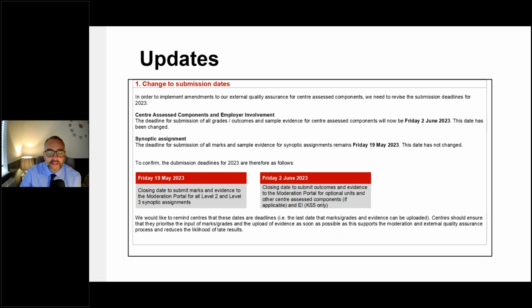So there are some further updates which have come out very recently, just some slight changes to dates. We've got two dates there. Friday the 19th of May is a closing date to submit marks for evidence to the moderation portal for all level 2 and level 3 technical qualifications. The 2nd of June is for optional units. We don't have optional units in our versions of technical, so it's the date on the left that's really key to us. It's just an extra opportunity to remind everyone of that slight change to that date. So those are the submission deadlines for 2023.